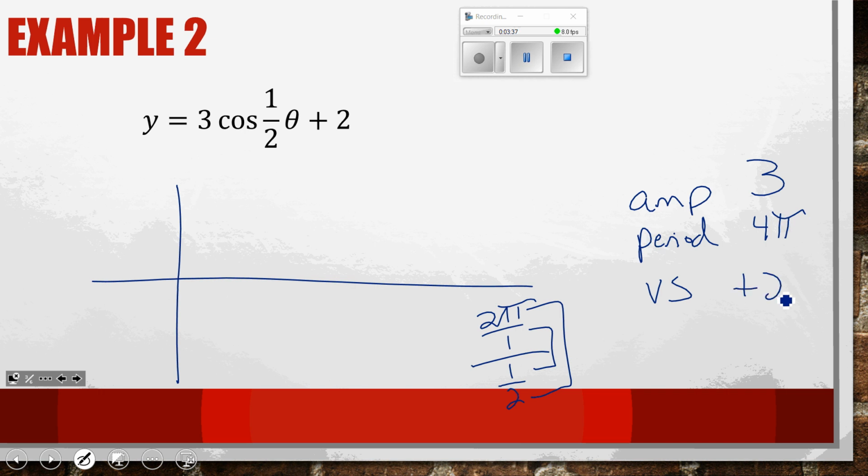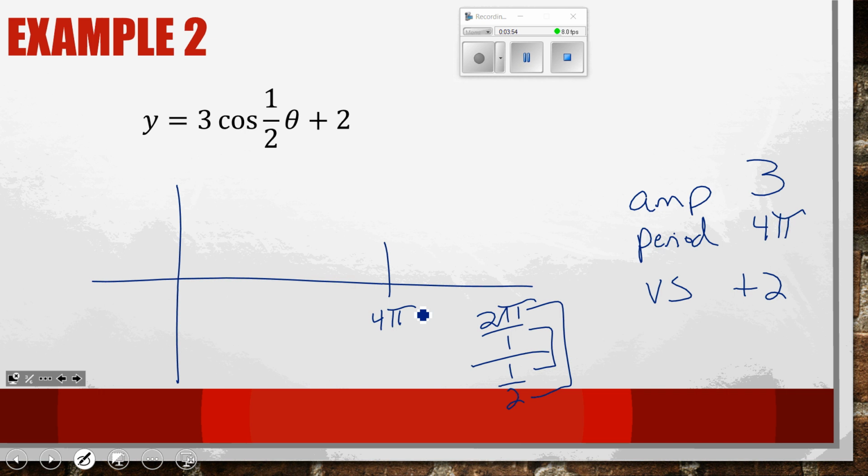And I like how you said +2 and not just 2. Again, if you just say 2, that can mean up 2, down 2. You need to make sure you say +2. If it's moving down 2, then you say -2. Okay? All right, so we're going all the way from 0 to 4 pi.